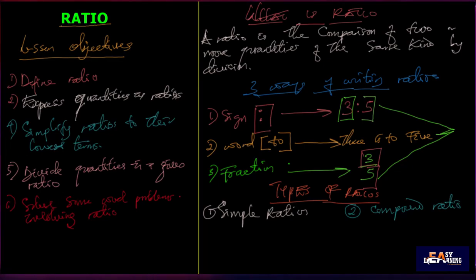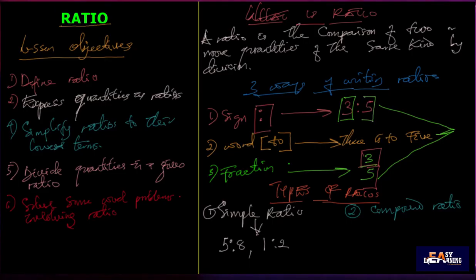Oftentimes, like the one we just gave as example, simple... oh, this is writing ration here, this is ratio. Let's take that out. So oftentimes simple ratio is just a comparison between two quantities. Could be like 5 is to 8, it can be 1 is to 2, etc. Just when it has to do with two quantities, that is what we call simple ratio.